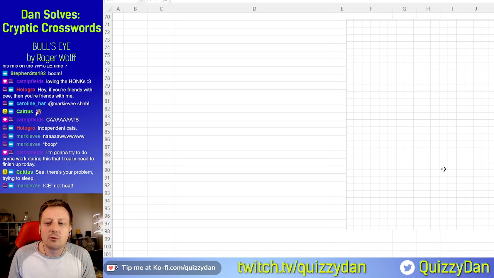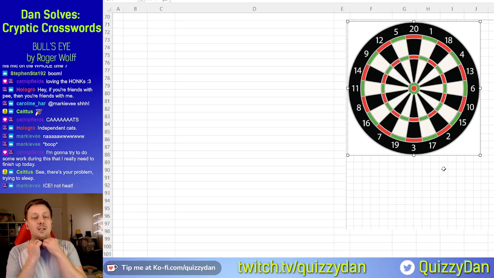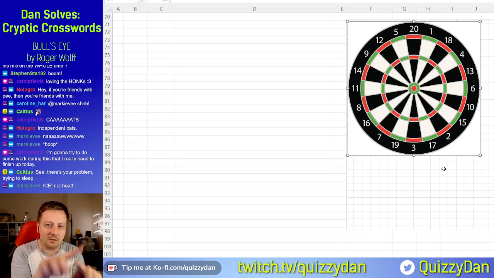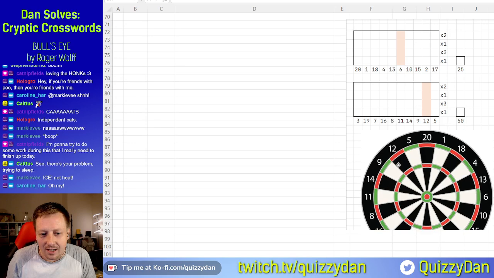Here's today's grid. Aha. Yes, it's a dartboard. A dartboard is today's grid. Now, I've been cheeky. I could have put it in a document and made it all look nice, but no, laziness. There they all are.